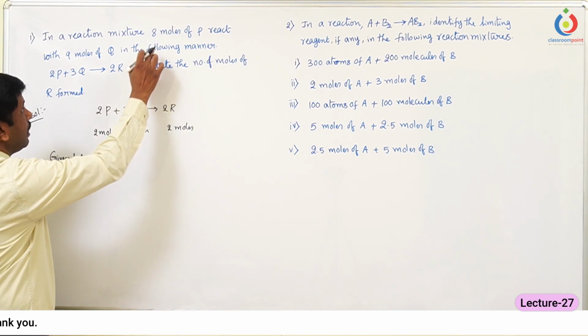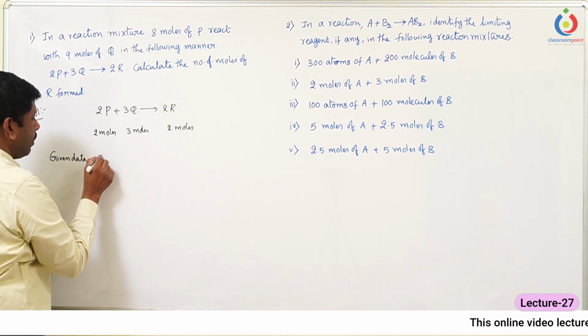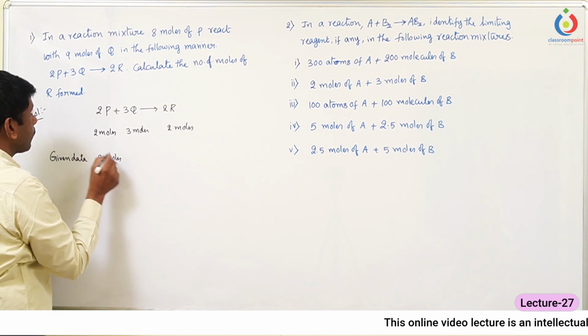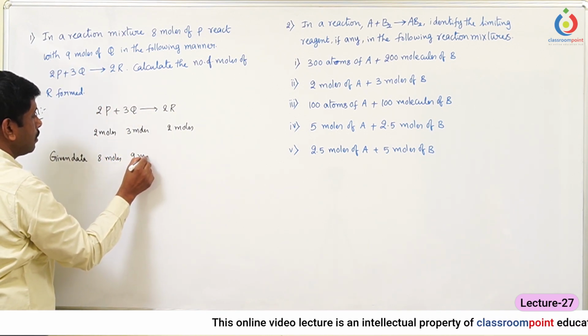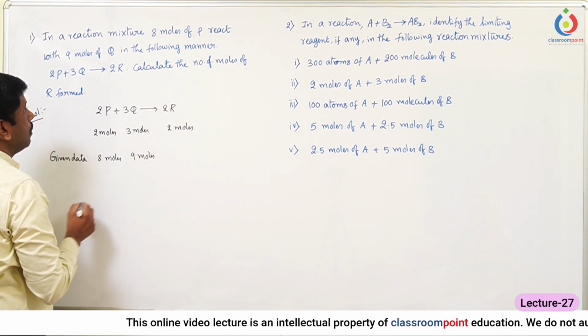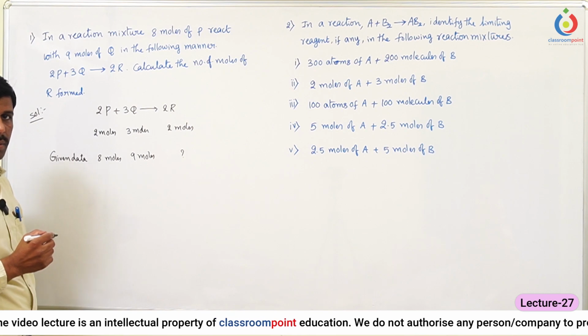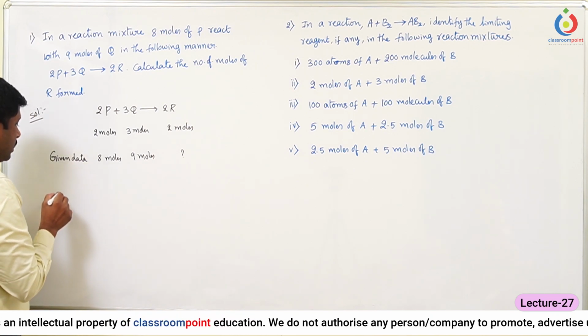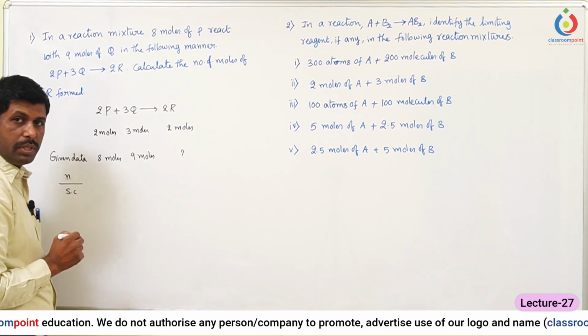The data is also given directly in terms of moles only. 8 moles of P they have taken, and here Q is 9 moles of Q, and the product has to be calculated. Then find out the ratio of the number of moles to the stoichiometric coefficient.